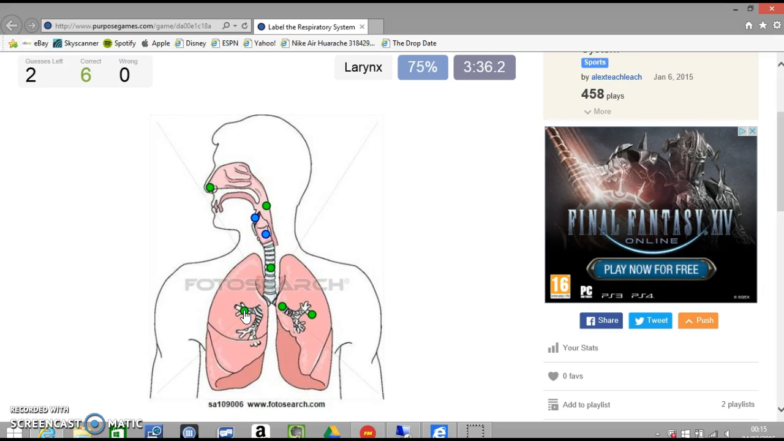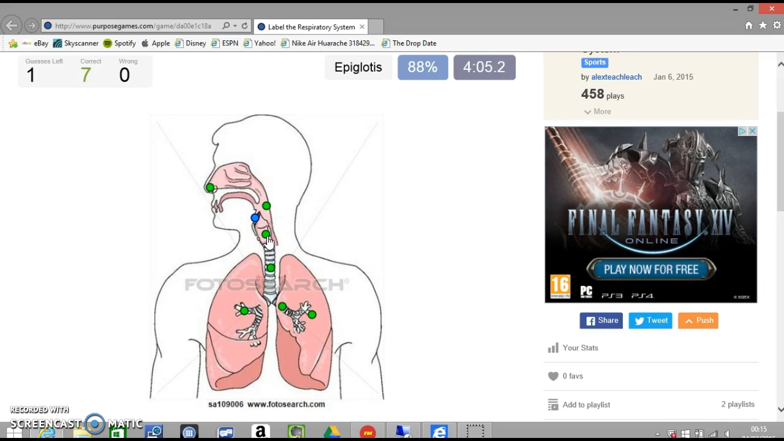Second last one is the larynx, which is there. Air passes through the larynx down the windpipe. This is responsible for your voice, so it's known as your voice box, which is making me talk right now. I'm using my larynx as I'm talking to the computer.